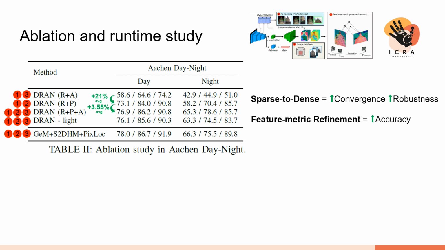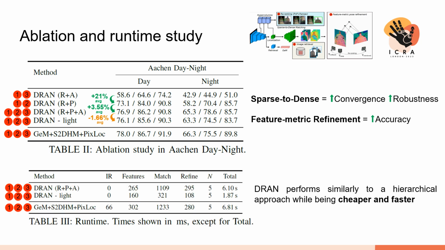We also experimented with a light version of DRAN and compared against a hierarchical approach that uses 3 individual networks. DRAN performs similarly to it while being cheaper and faster, showing the potential to be further miniaturized to extract all the features needed in a SLAM pipeline.